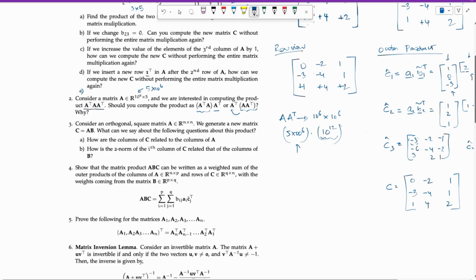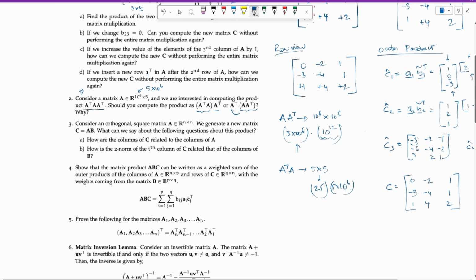What is your other option? The other option is the first one. What about the first one? If you do A transpose A first, what do you get? 5 cross 5, right? This has 25 elements. And this you have to multiply by a matrix with. Which one is better?